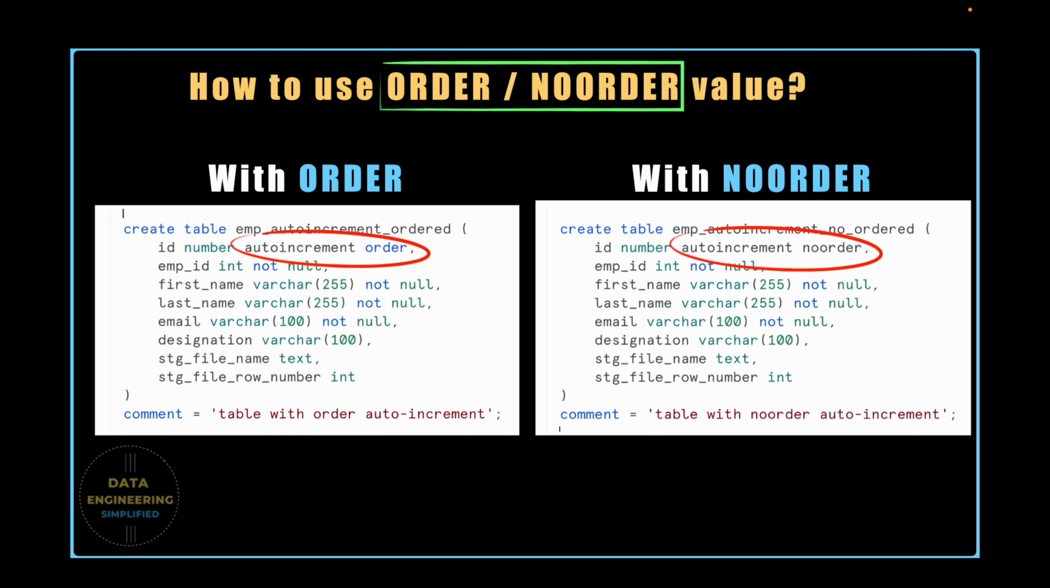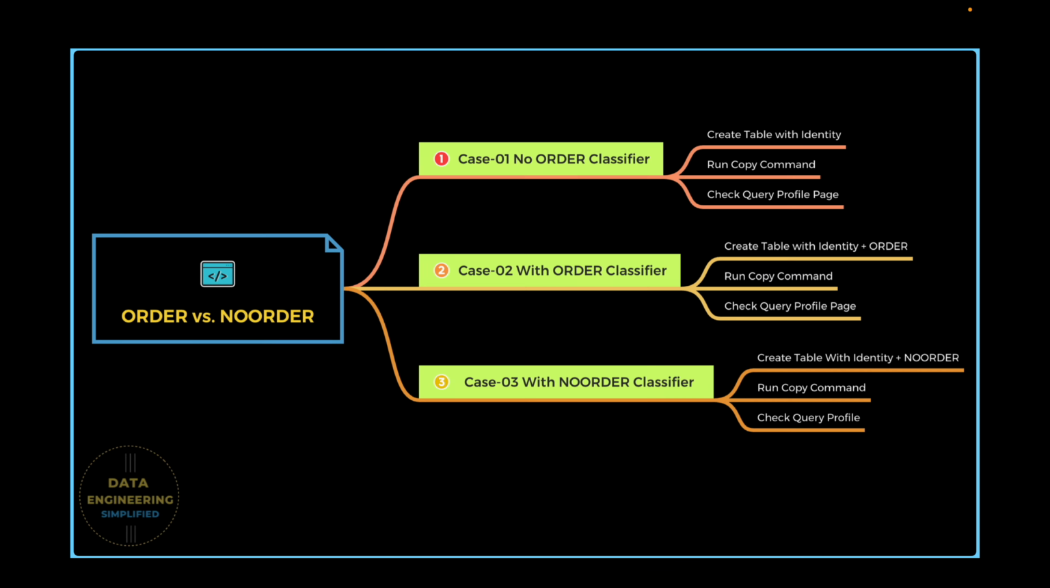We will take an employee table and run three scenarios. The first scenario is to copy a large data set into a table that has an auto increment column but has no ORDER or NOORDER value or classifier attached to it. The second scenario will have the same table structure but the auto increment column will have the ORDER value, and the third scenario will have the auto increment column with the NOORDER value. And we will check the overall query performance using the query profile screen, see the difference, and conclude whether we should use the NOORDER flag to improve copy performance when we have an identity column in our table.